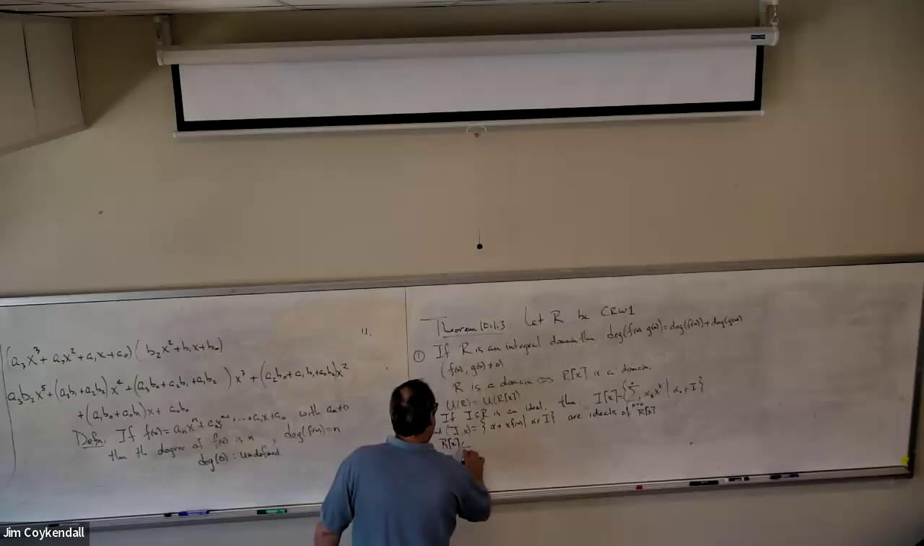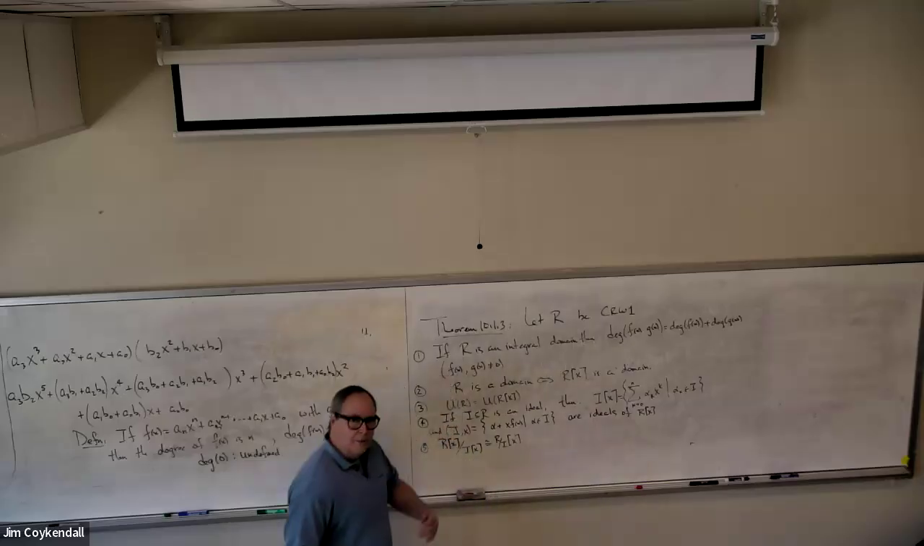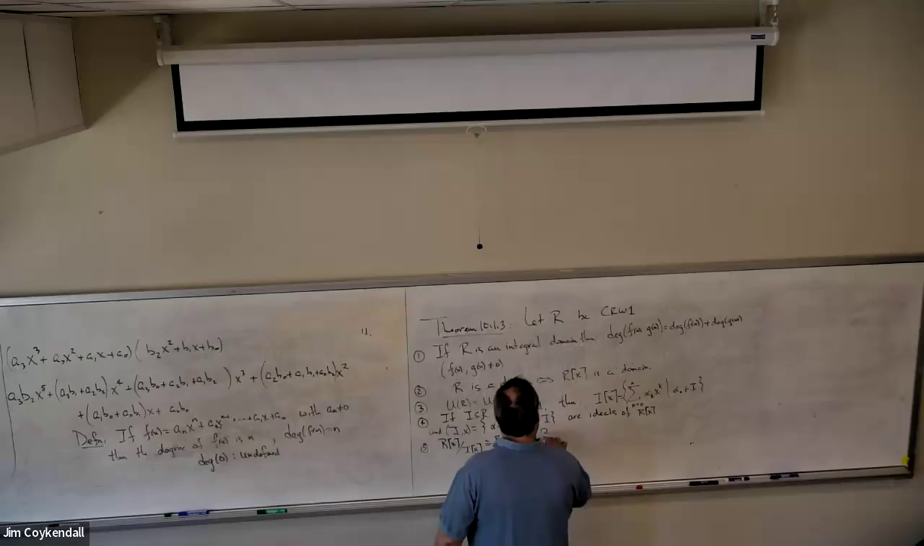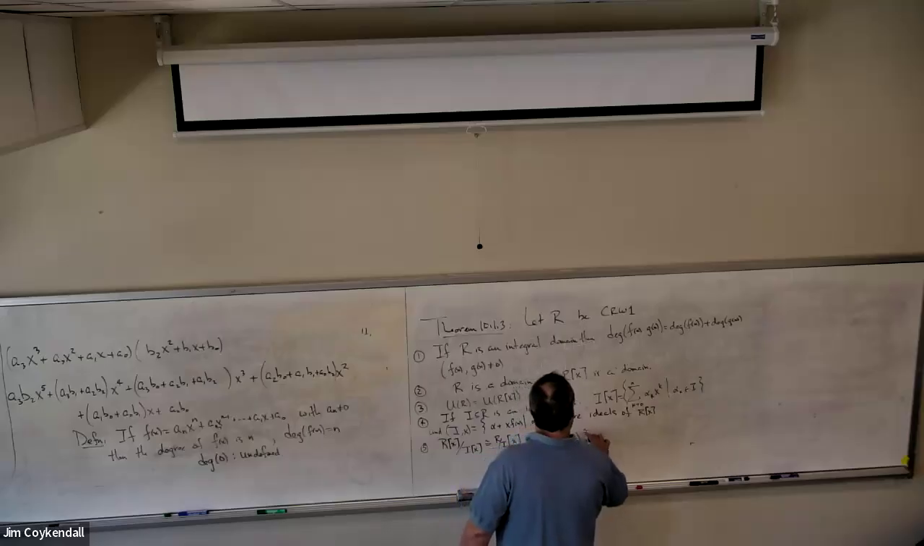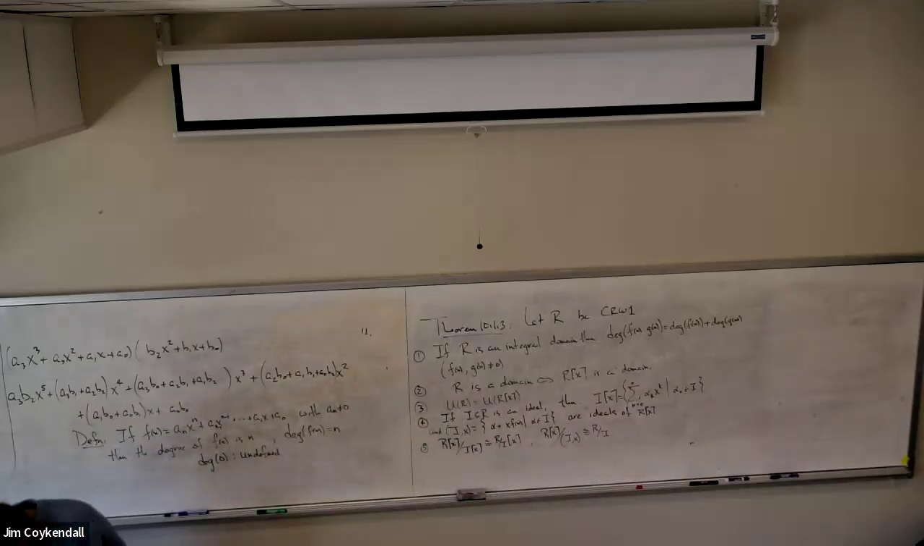R[x] mod (I[x]) is isomorphic to (R mod I)[x]. That's from your homework. Here's something we didn't do, that you might try to prove: R[x] modulo (I, x) is actually R mod I. No polynomial involved there for that one.